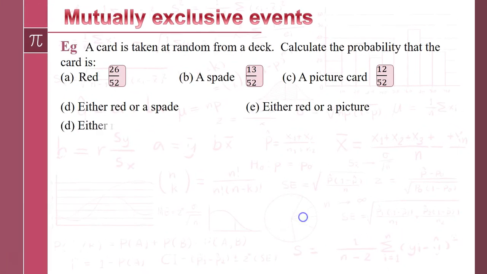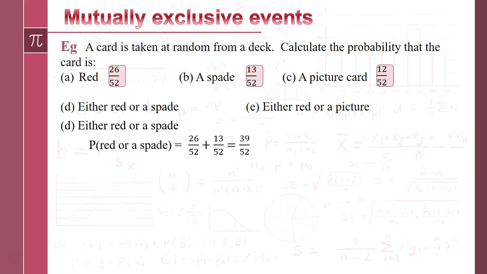And then either a red or a spade. So we've got the red cards, which are 26 over 52. We've got the spades, which is 13 over 52. Add the two things together, so we've got 39 cards altogether that are either red or a spade. And we get 39 over 52. And so all we're doing there really is simply adding those two probabilities together.